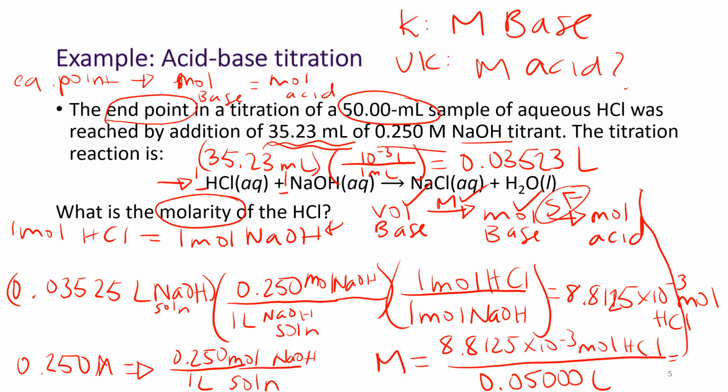So I'm going to write the answer up here. But essentially what we get is 0.17625 molar. Now, this one had 3 sig figs, this one had 4. Obviously 3 is going to determine how many sig figs, so it's going to be 0.176 molar HCl. So that's how you determine the molarity of an unknown concentration acid using information from a titration that you completed.